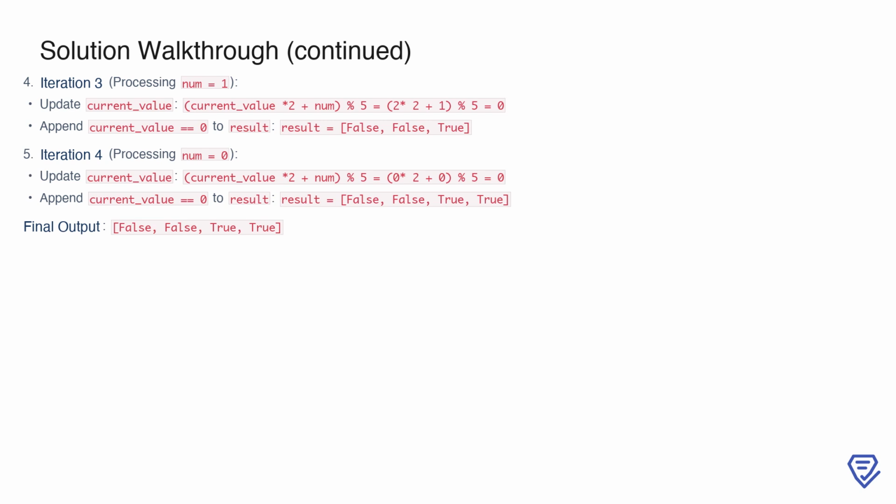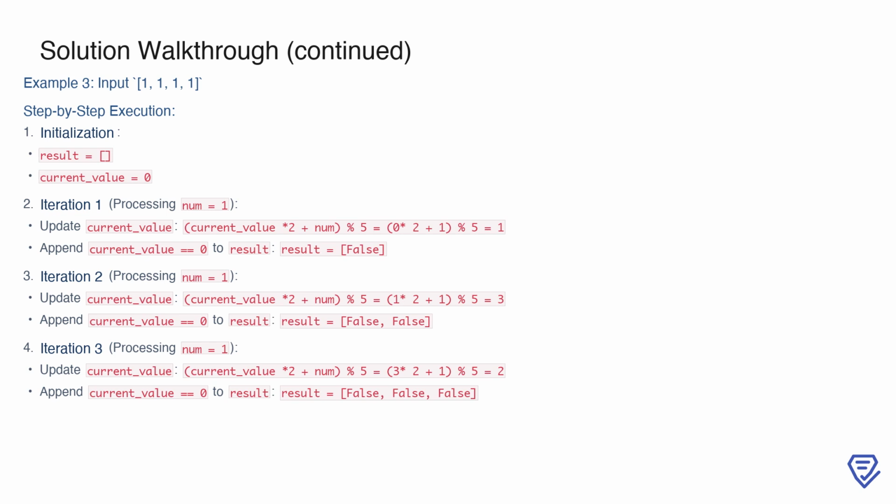For the fourth and final iteration, with number equals 0, the formula, 0 * 2 + 0, % 5 results in 0 again, so we append another true. This gives us the final result of false, false, true, true. This means that the third and fourth prefixes are divisible by 5, while the first two are not.